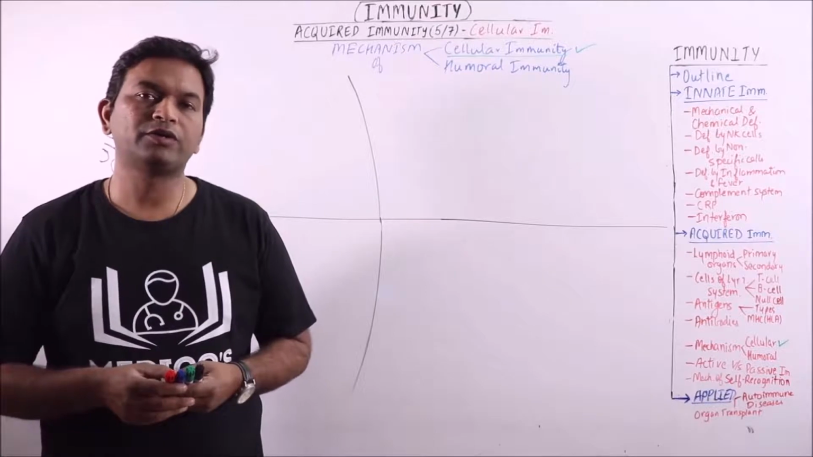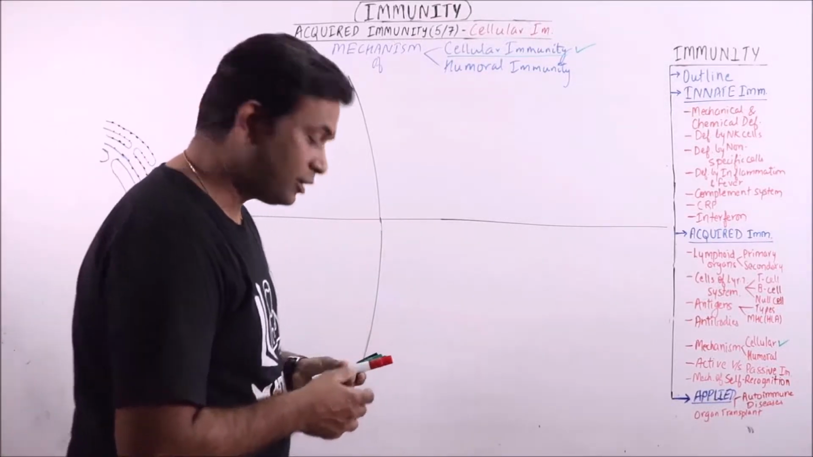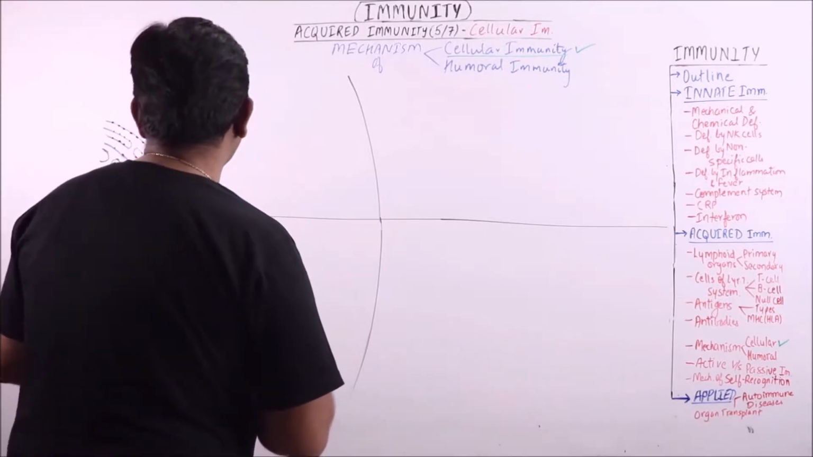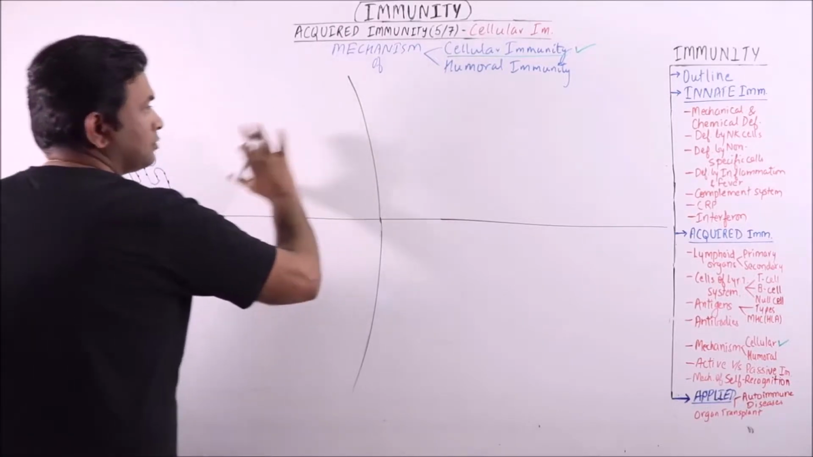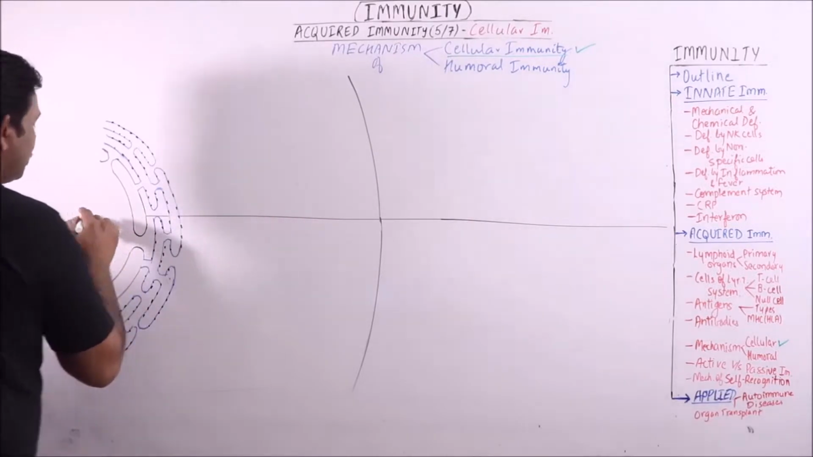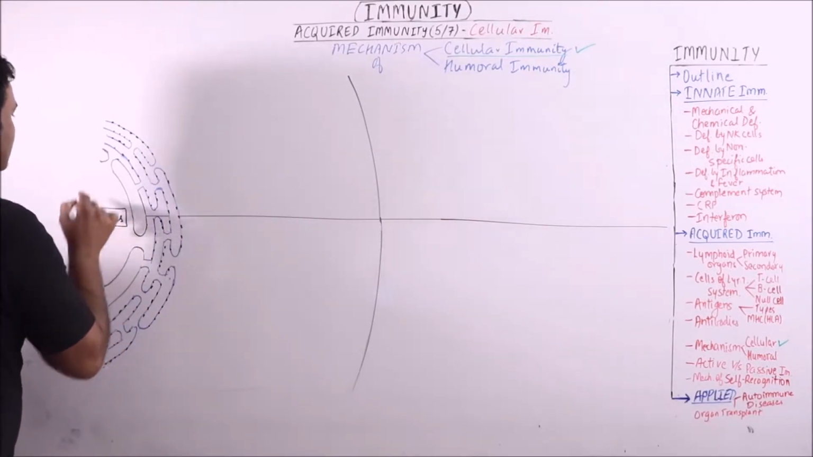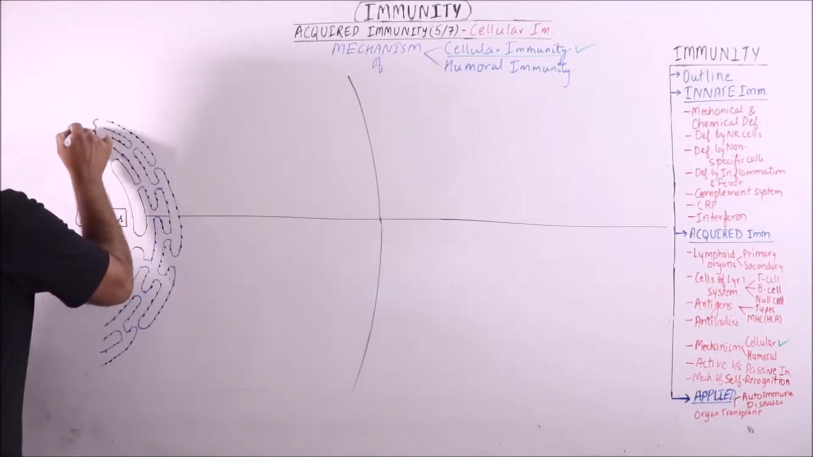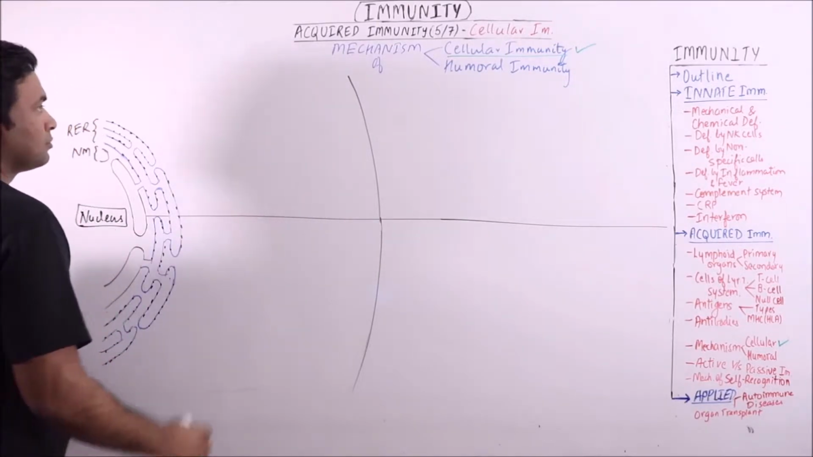In this video I am going to discuss the mechanism of cellular immunity or cell-mediated immunity. Now how does this cell-mediated immunity or cellular immunity work? This is a cell, this is extracellular space, this is nucleus, this is nuclear membrane, and this one is RER, and this is representing the cytoplasm.